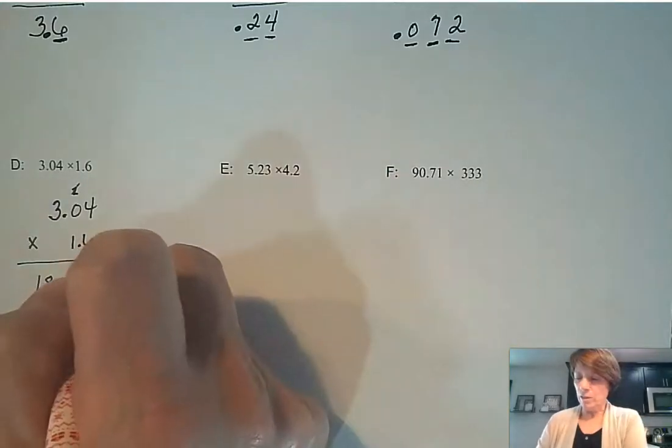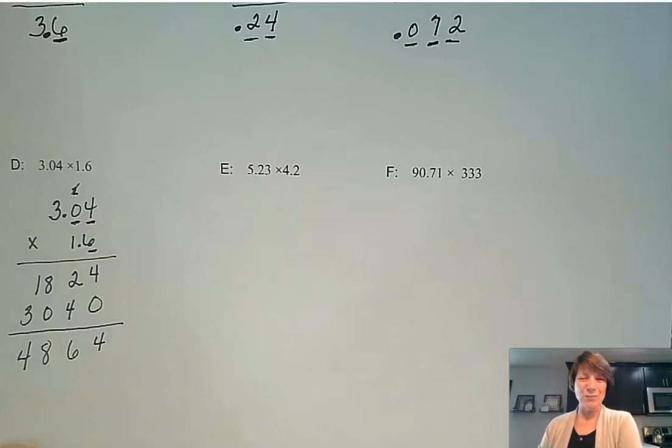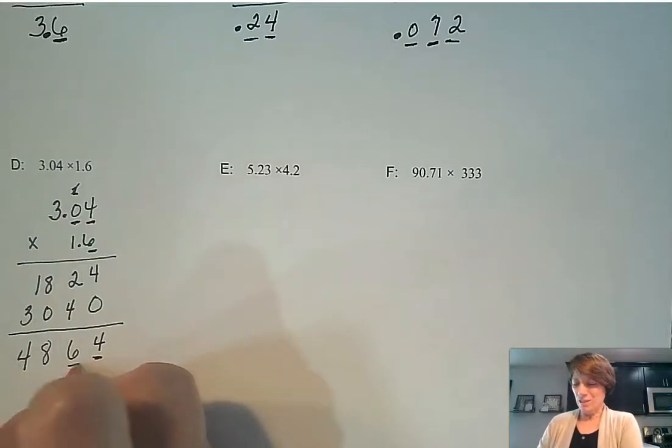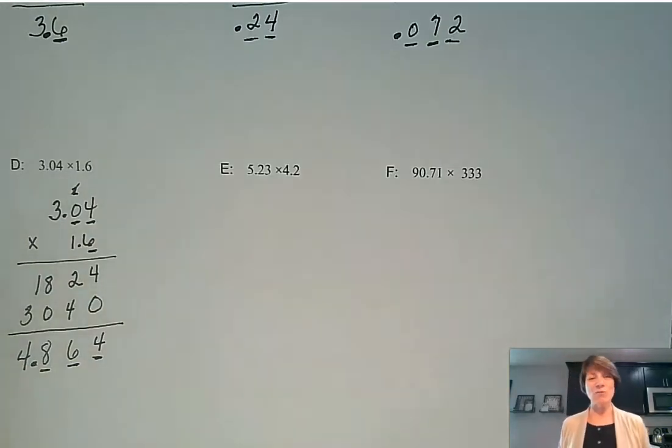So we've got 1, 2, 3 numbers to the right of the decimal point total in the problem. So 1, 2, 3 numbers to the right of the decimal point total in the answer. So our answer, 3 and 4 hundredths times 1 and 6 tenths, is 4 and 864 thousandths.